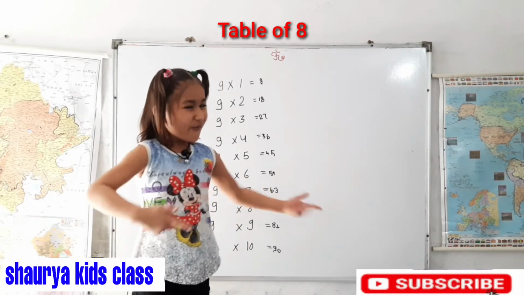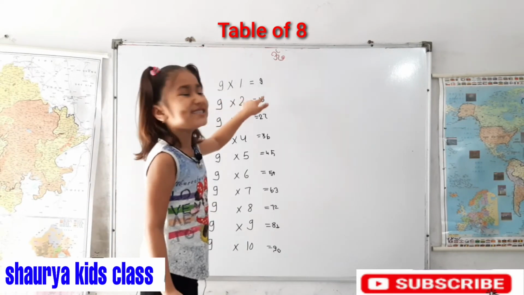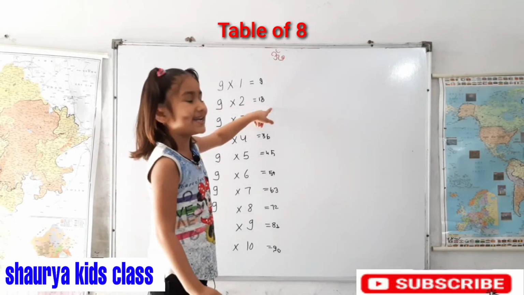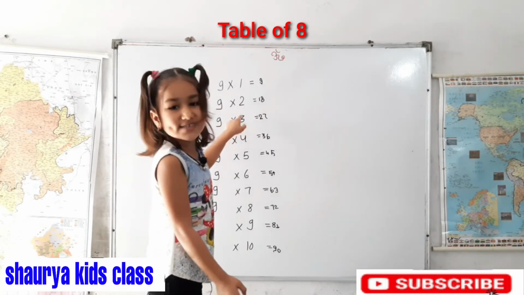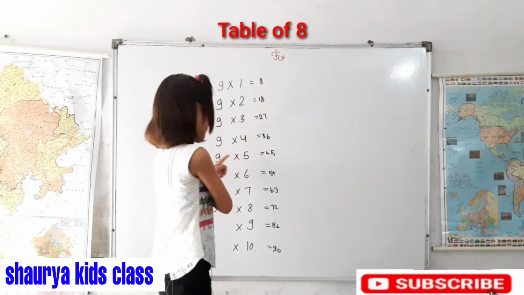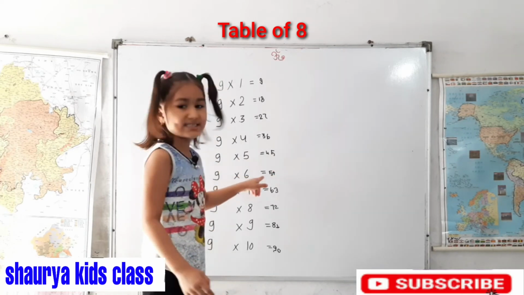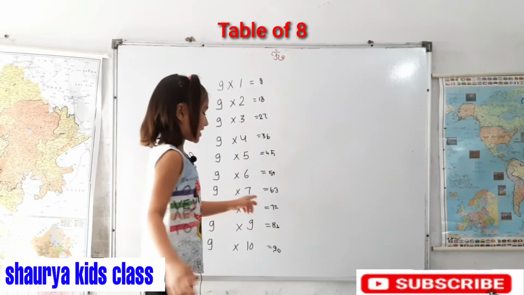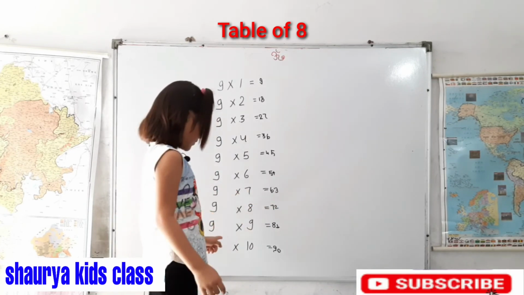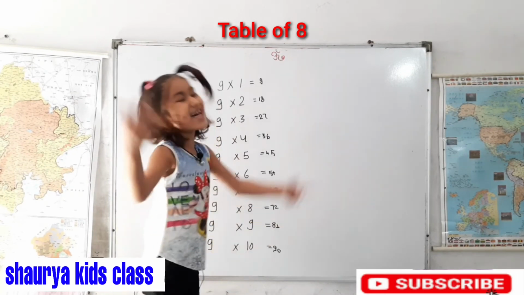Let's, guys, once again revise. 9 1s are 9, 9 2s are 18, 9 3s are 27, 9 4s are 36, 9 5s are 45, 9 6s are 54, 9 7s are 63, 9 8s are 72, 9 9s are 81, 9 10s are 90.